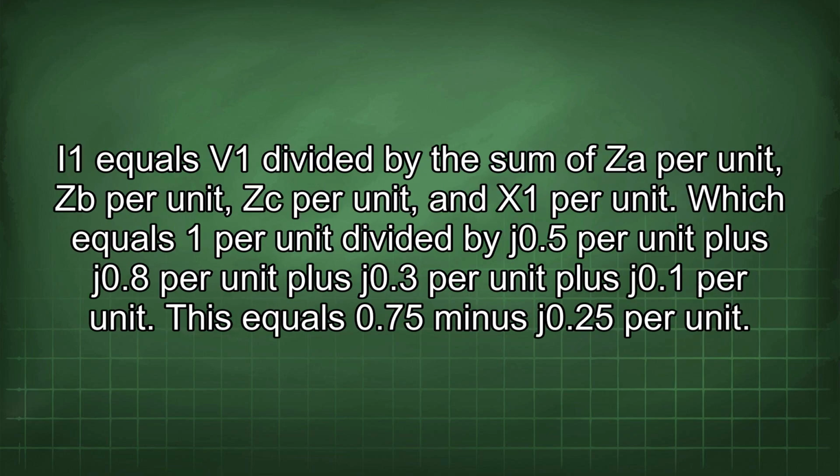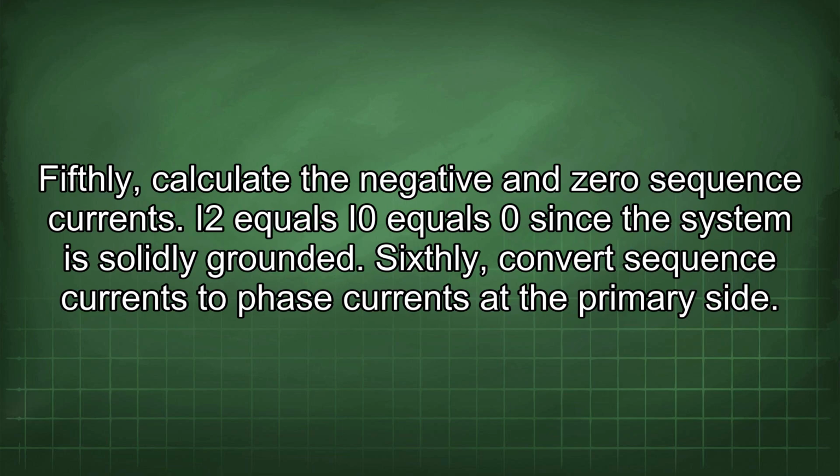I1 equals V1 divided by the sum of ZA per unit, ZB per unit, ZC per unit, and X1 per unit, which equals 1 per unit divided by j0.5 per unit plus j0.8 per unit plus j0.3 per unit plus j0.1 per unit. This equals 0.75 minus j0.25 per unit. Fifthly, calculate the negative and zero sequence currents. I2 equals I0 equals 0 since the system is solidly grounded.